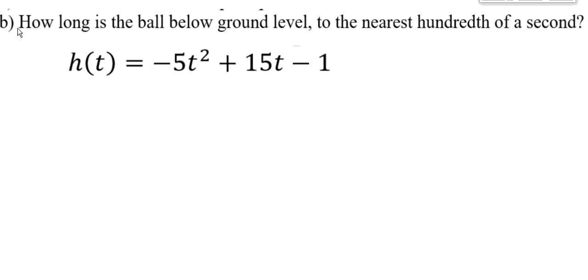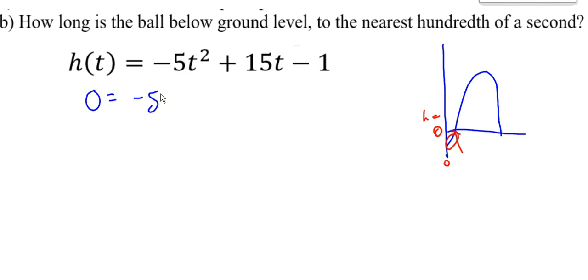So now the question says, how long is the ball below ground level? Again, what's happening is this little sketch here. So below ground level is this amount of time, from 0 until whenever time that is. So I need to find where the height is equal to 0, and that'll help me figure out what the time is right here.